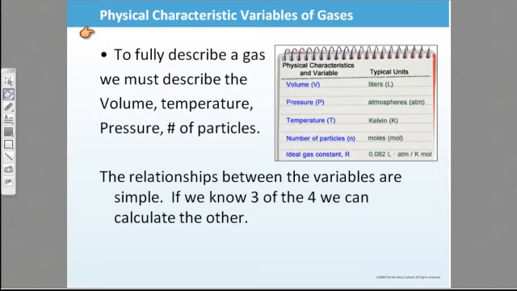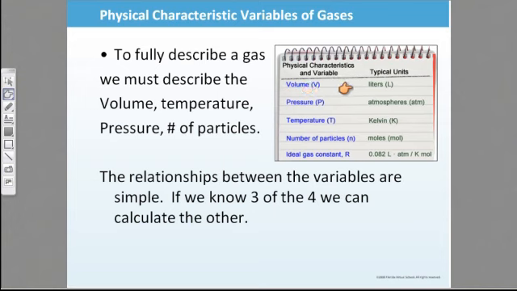Now, the first thing that we have to talk about are the physical characteristic variables of gases. When we look at gases, there are different variables that we need to look at as we're talking about them. We need to look at the volume of the gas, the pressure of the gas, what temperature it's at, and the number of particles. And we're going to look at the relationship between these four.